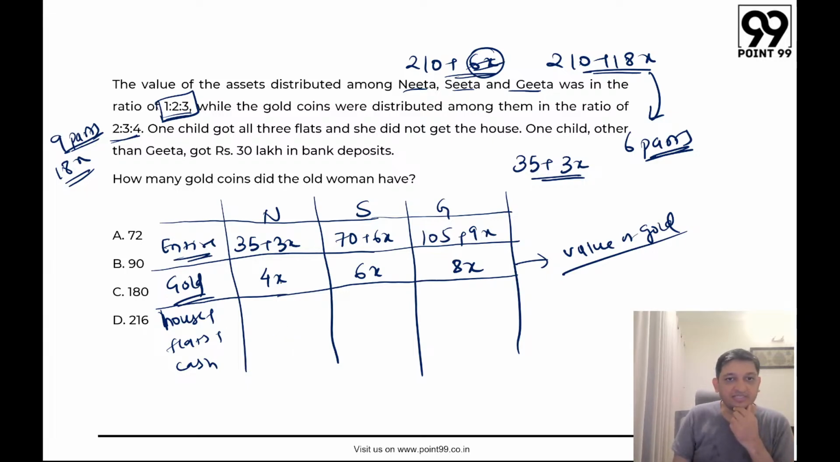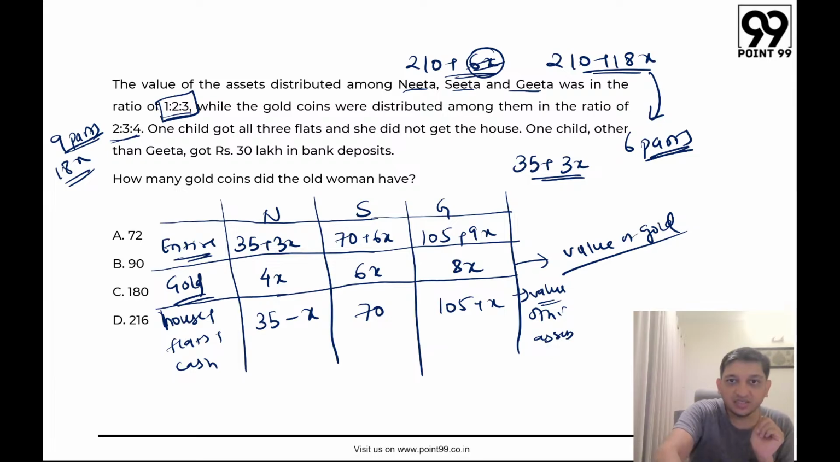So if 35 plus 3x, of which 4x was the value of gold, what was the value of these 3 assets combined? So 35 plus 3x minus 4x will be 35 minus x. 70 plus 6x minus 6x will be 70, and in this you will have 105 plus x. So this is the value of all the other assets except gold. Okay, hope this is visible. Yeah, it's visible. Fine. So this is basically what it looks like.